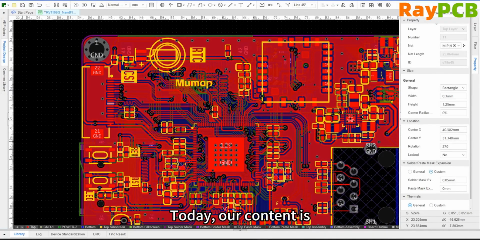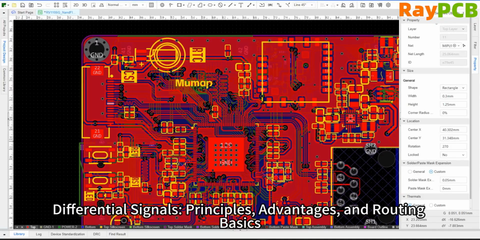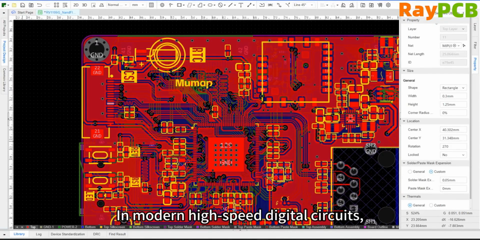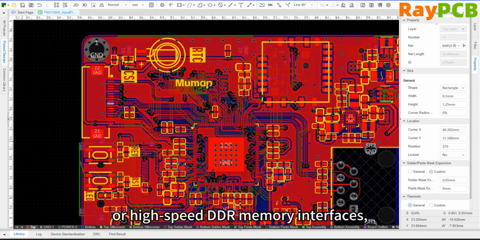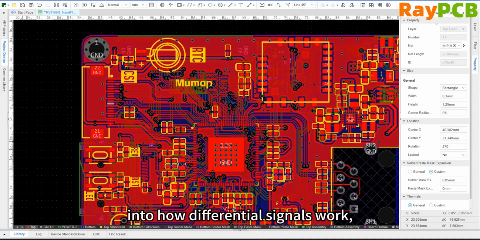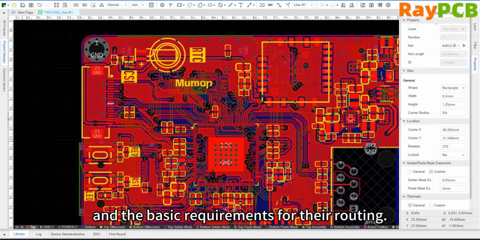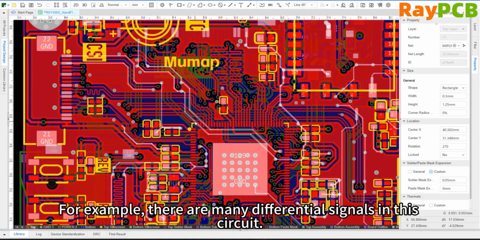Today our topic is the principles, advantages and routing techniques of differential signals. In modern high-speed digital circuits, we often hear about an important concept, differential signals. Whether it's USB, HDMI, PCIe or high-speed DDR memory interfaces, differential signals are everywhere. Today, let's take a deep dive into how differential signals work, why they are so important, and the basic requirements for routing them. Just like in this circuit, there are many differential signals.